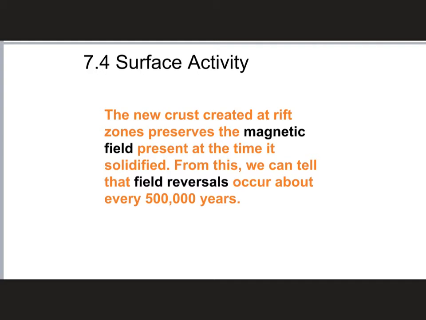And what's fascinating about this is that periodically the Earth's magnetic field reverses. In other words, the magnetic field completely collapses and then it reforms such that the North Pole turns into the South Pole and the South Pole turns into the North Pole. So that's kind of a crazy thing, but it happens about every 500,000 years.